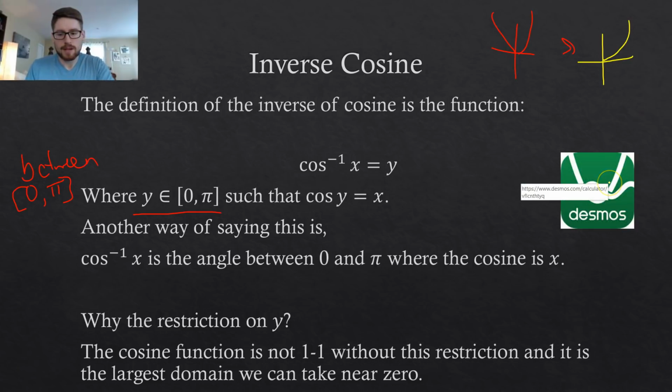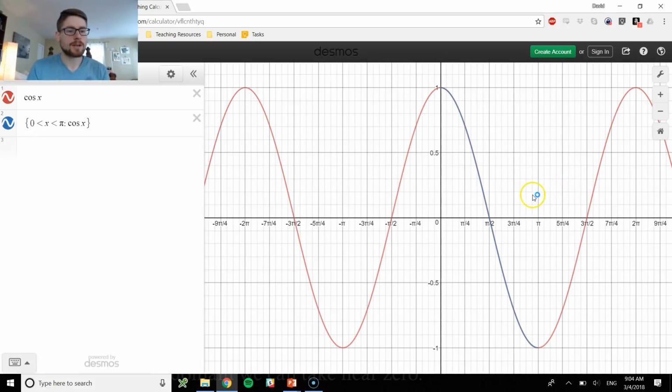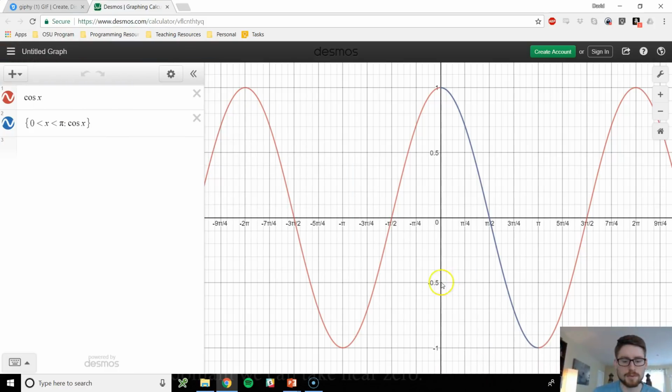So let's go ahead and look at this graph of cosine, and from the graph see why we need this restriction. Here is the graph of cosine of x. There's cosine in all its glory, and you can see the radians on the x-axis. Those are our angles.